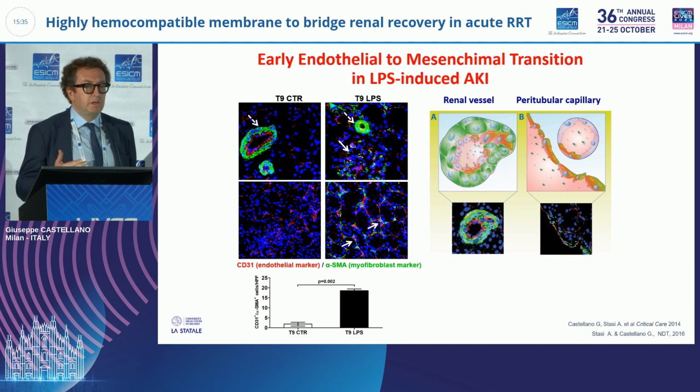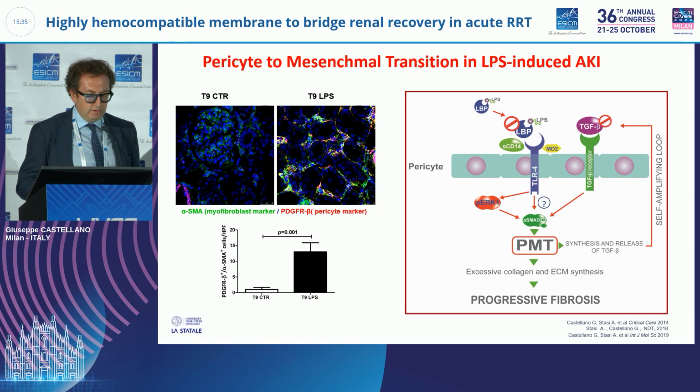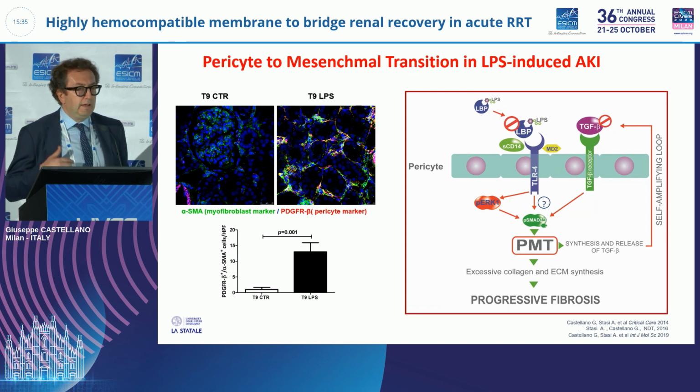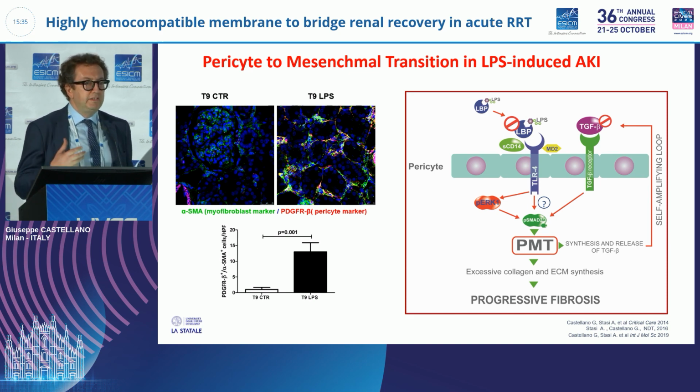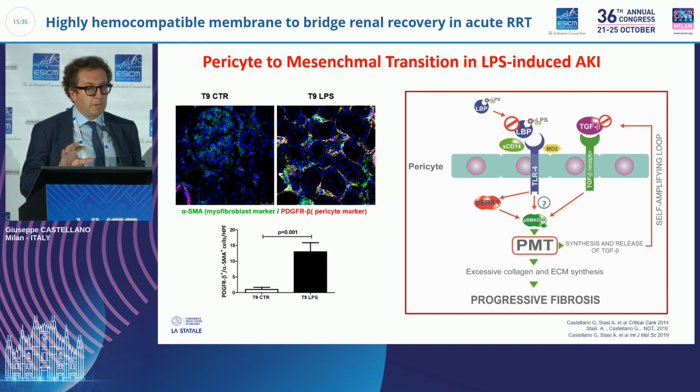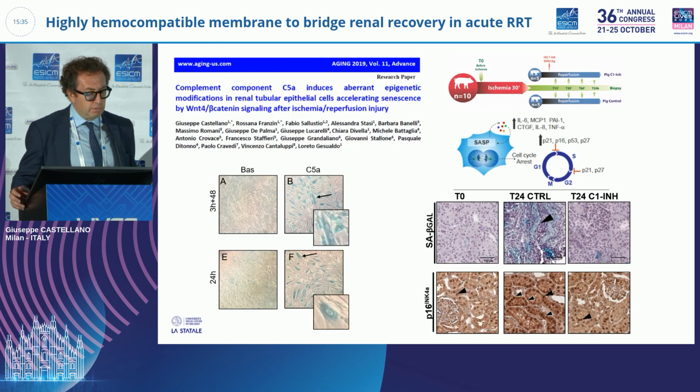And in this process, endothelial cells acquire the pro-fibrotic phenotype. And also, LPS and complement are capable to induce pericyte to mesenchymal transition. And when a pericyte is transformed into a myofibroblast, it's very difficult to make this process reversible. It's almost impossible because you have fibrosis.